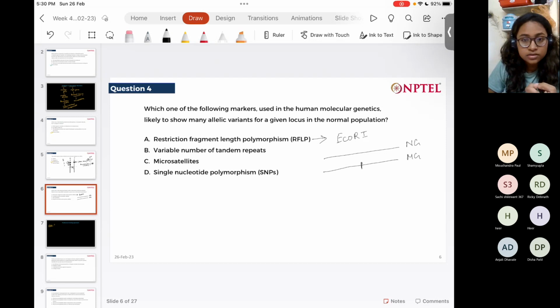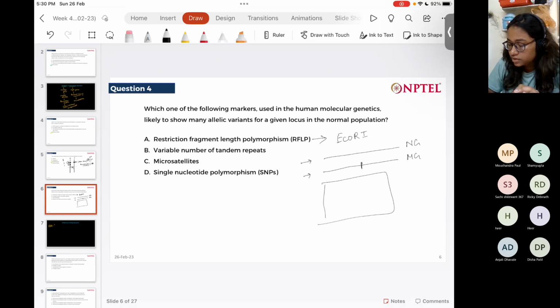EcoR1 has cut here. So when you take these two genetic products and run them in a gel, you will see for the normal gene one large band, whereas for the mutant gene, which has been cut, a double strand break has happened because of EcoR1, you will find two bands. I'm drawing arbitrarily. That is how people identify point mutations using the RFLP method.